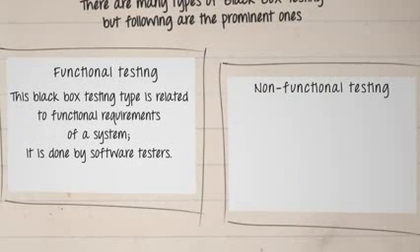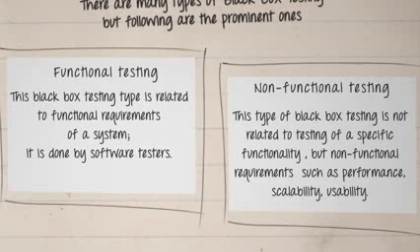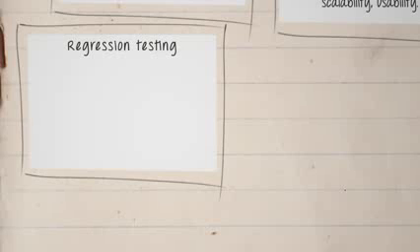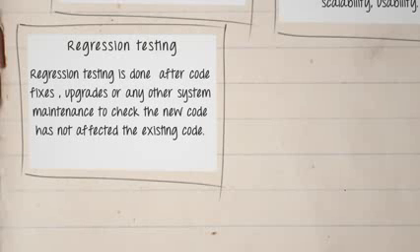Non-functional testing. This type of black box testing is not related to testing of a specific functionality, but non-functional requirements such as performance, scalability, and usability. Regression testing. Regression testing is done after code fixes, upgrades, or any other system maintenance activities to check that the new code has not affected the existing code.